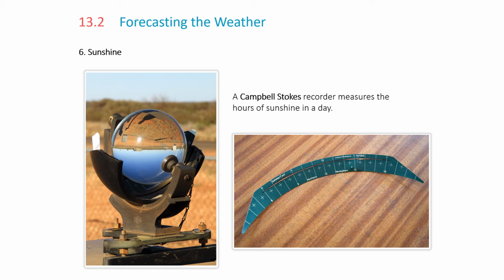Now what the strip of card looks like is on the right hand side. The card itself is marked in hourly intervals, and as the sun shines through the ball, it scorches a mark on the paper, and that's how we forecast and record it.